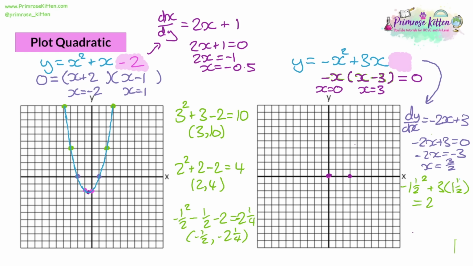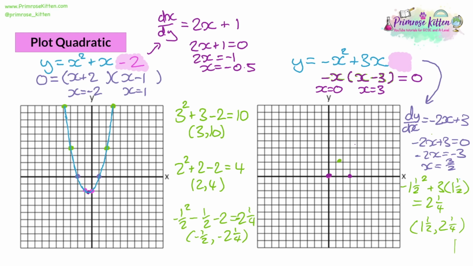The really important thing here is this is a negative 1/2 at the start. Don't square negative 1/2. Square the number you are substituting in, which is the 1.5, and then pop the negative symbol in afterwards. Remember, you do indices first, then you do subtractions. So this will give us the coordinate 1.5, 2 1/4, which we can plot. So that's the turning point of the curve.